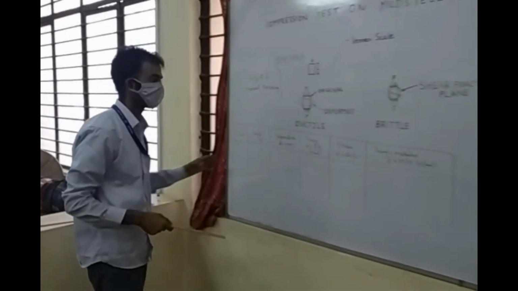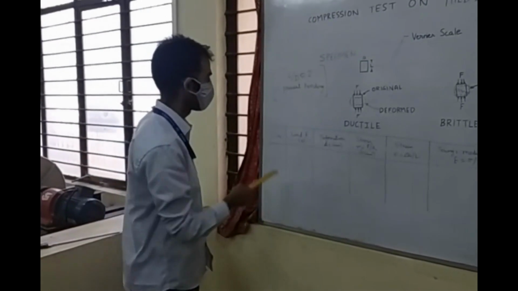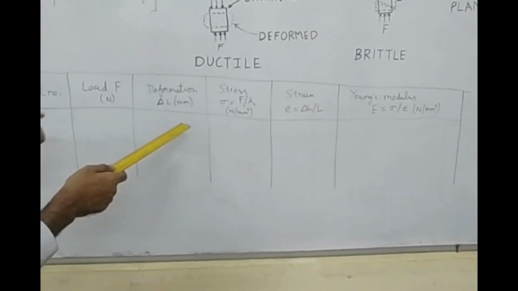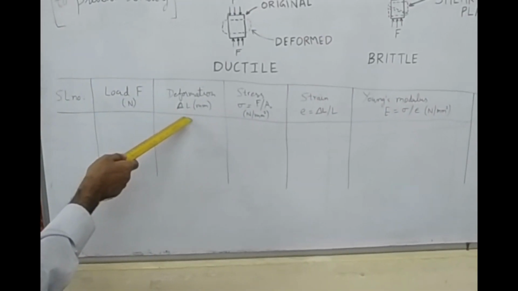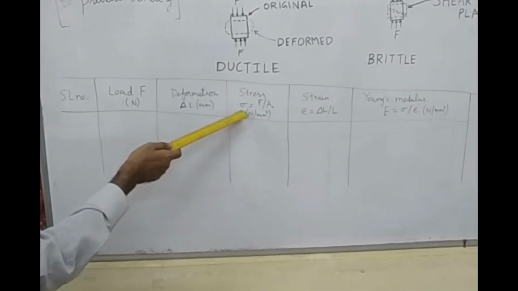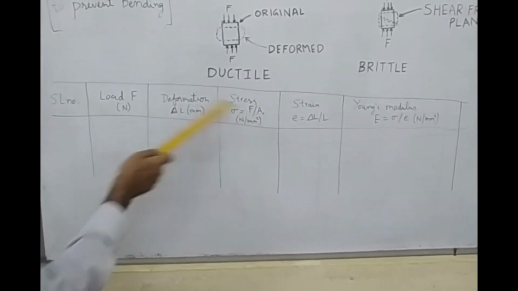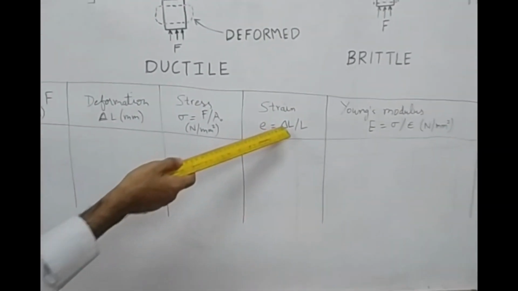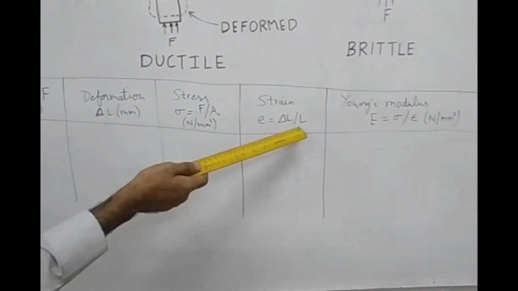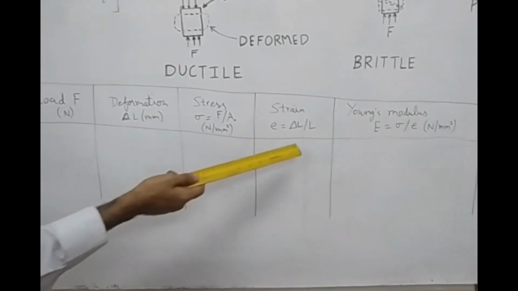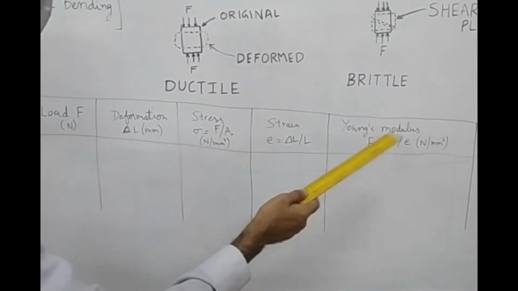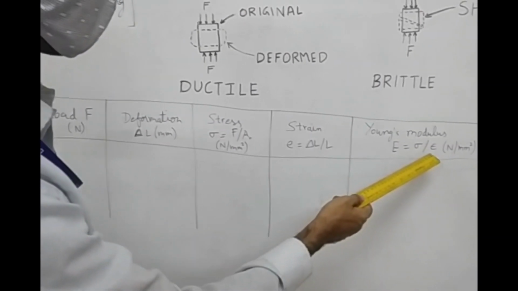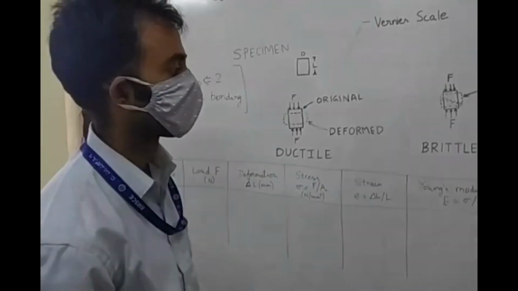And the kind of data that you get from the universal testing machine: you will get the load data in Newton, and corresponding deformation you will measure using the deformation gauge, that is delta L. Using these you can compute the stress, that is force F divided by the area A0, and you can also calculate the strain as change in length upon original length, that is deformation divided by the initial length. And using these values of stress and strain, you can compute the Young's modulus E, which is given as stress by strain in Newton per millimeter square.